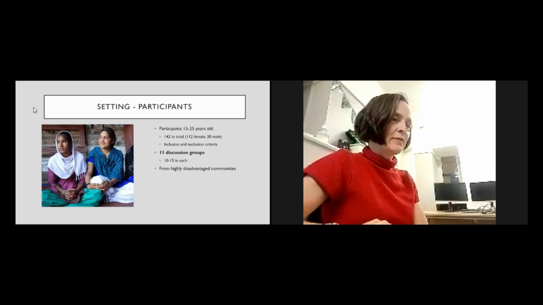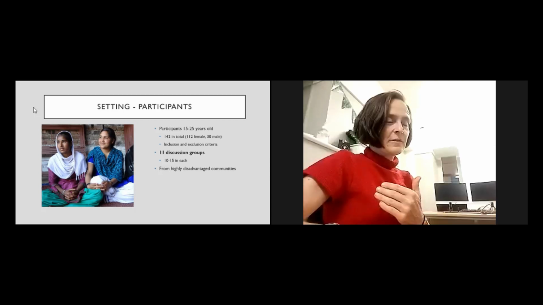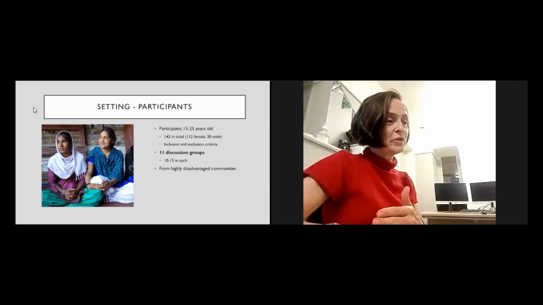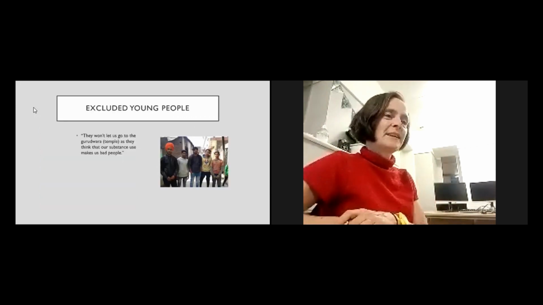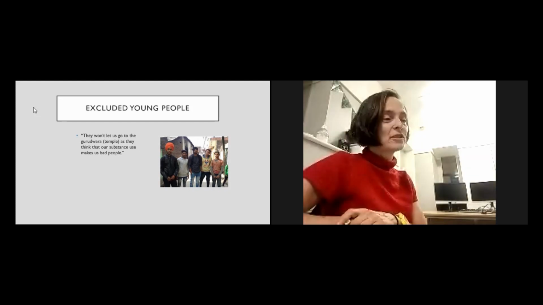And they were quite a different group. Nearly all the young men, their main challenge in life was their substance abuse. So they were a lot more excluded than the young women, who mostly had anxiety-type problems. So here's some of the young men who joined. Great guys. They were quite excluded. They weren't allowed to go to the temple. They couldn't go to the temple because they think we're bad people because we use substances.